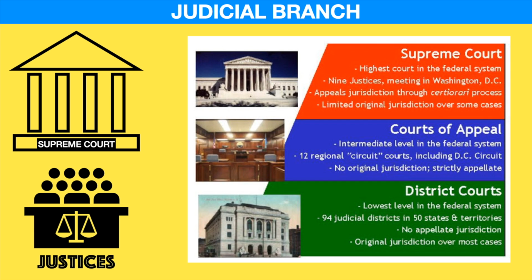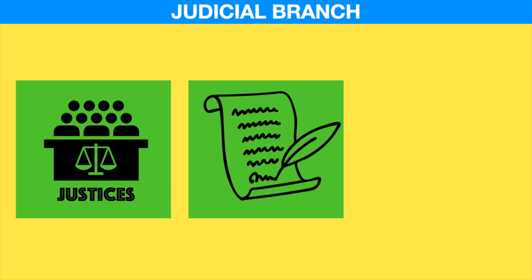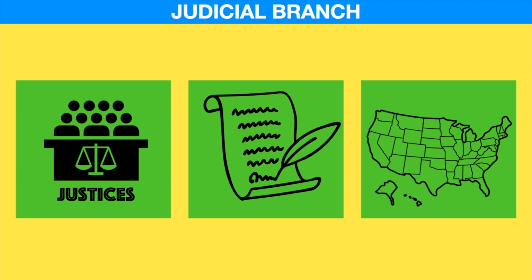Article 3 of the Constitution defines the role and responsibilities of the judicial branch. The highest court in the United States is the Supreme Court, and the decisions of the Supreme Court must be followed by all throughout the United States. The responsibility of the 9 Supreme Court justices is to look at the Constitution and determine whether actions or laws are constitutional. Those decisions in those court cases apply to the whole of the United States.